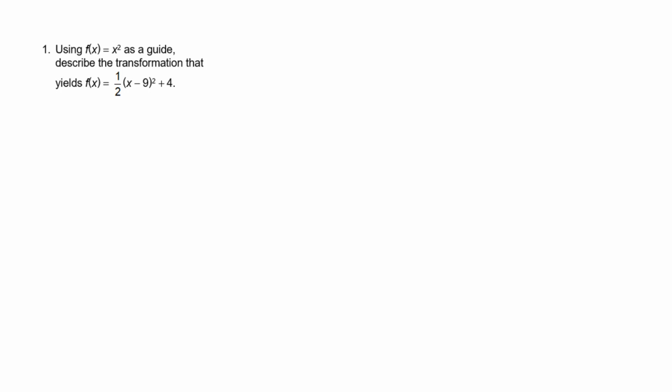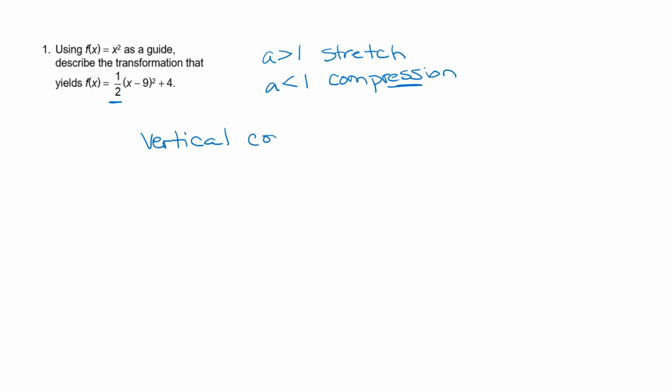Here's our first problem. It says using f of x equals x squared as a guide, describe the transformation that yields this function. So the first thing that I want to do is take a look at my a term, and I see that it's 1/2. All right, so if a is greater than 1, it's going to be a stretch. And if a is less than 1, it's a compression. Stretch or compression, and if it's less, it's compression. All right, and it's outside of my parentheses here, so we know that it's going to be a vertical.